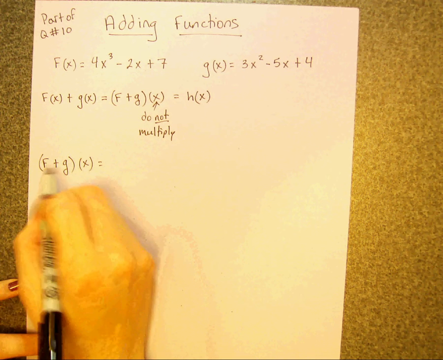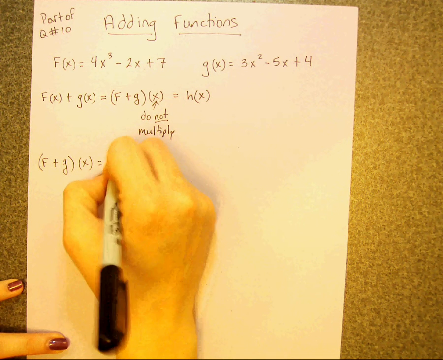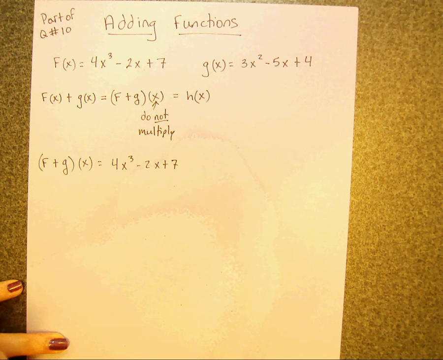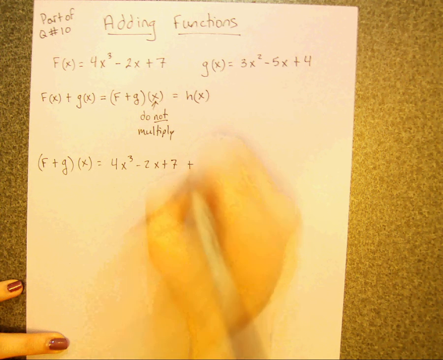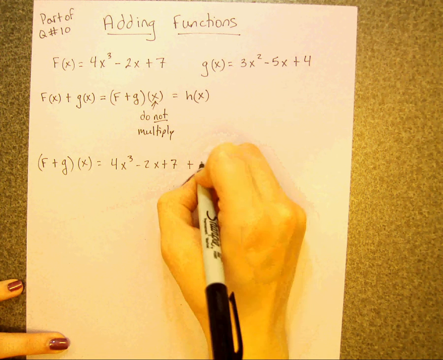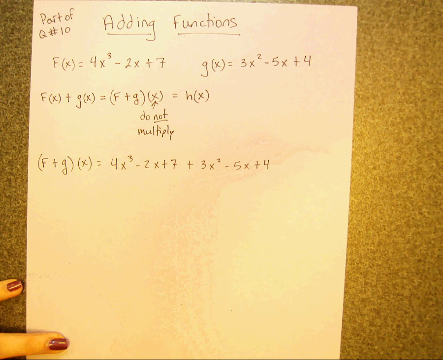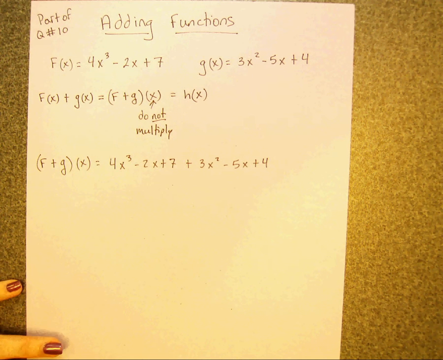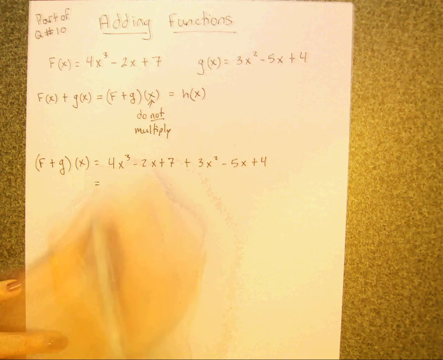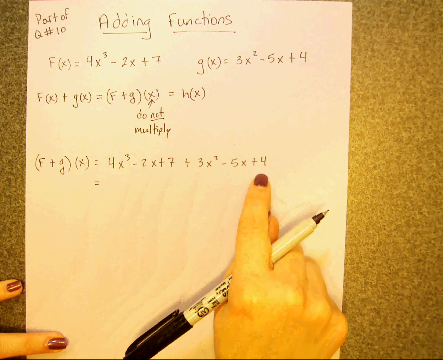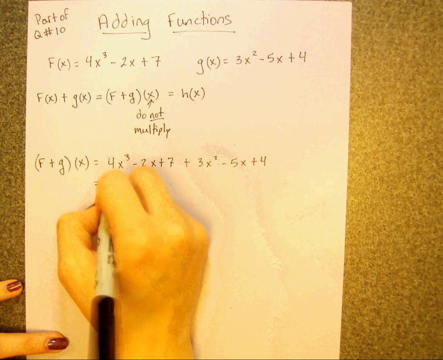I want to add f plus g, so I'm going to write down f, 4x cubed minus 2x plus 7, and I want to add g of x, so 3x squared minus 5x plus 4, adding my two functions together. Now it comes down to just combining my like terms. I have 4x cubed. Looking through all my other terms, I don't have anything else that has an x cubed, so I'll simply write 4x cubed down.